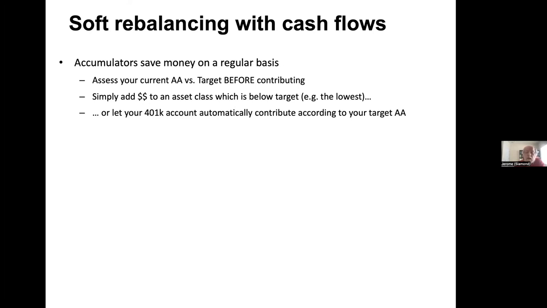Some people might leave their 401k account split the savings according to your target. That will also help a bit going back to target. But then again, if you have a lump sum, I would strongly suggest take a look at where you are, and you will probably want to do a small move of shifting money towards the asset which is the most below target.